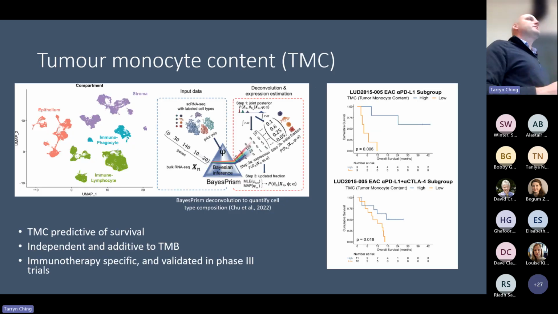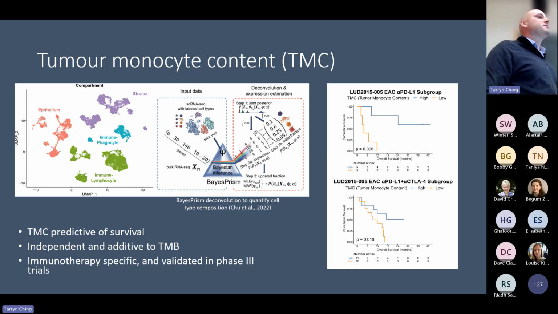Of course, we were very excited then to apply our own techniques to this. Through quite a convoluted process, we used a single cell RNA-seq map. We then used our bulk RNA sequencing to deconvolute that and really try and work out across the whole cohort what cell types are representing these tumors at baseline. And from that, we came up with tumor monocyte content, TMC this time.